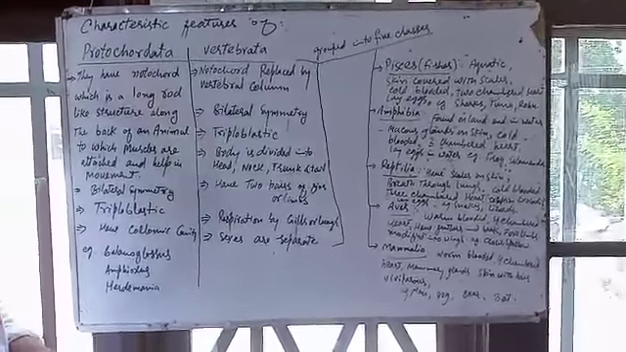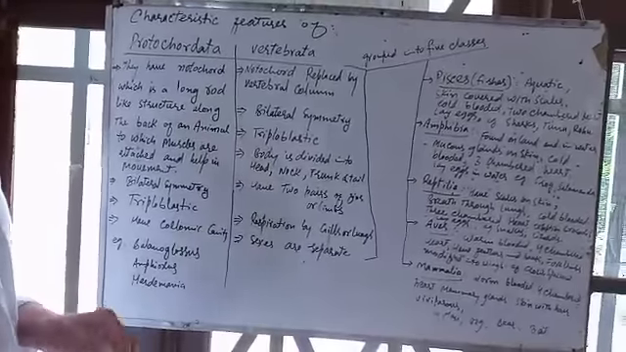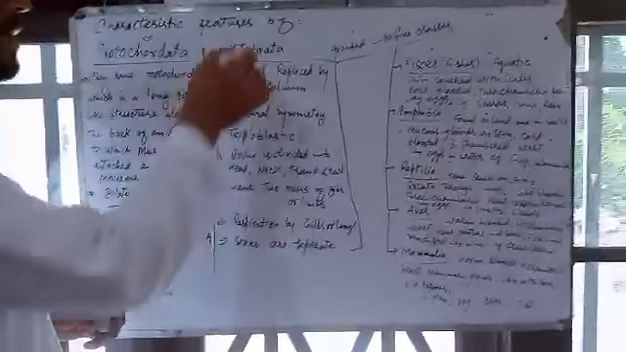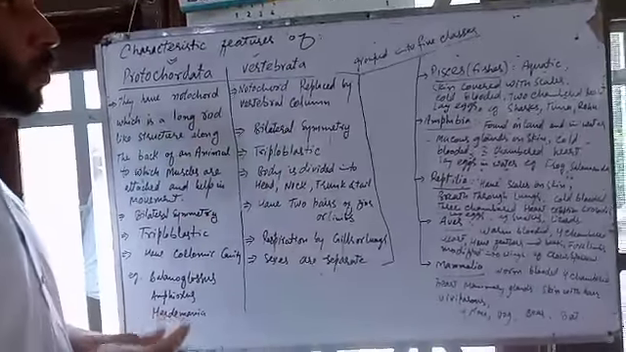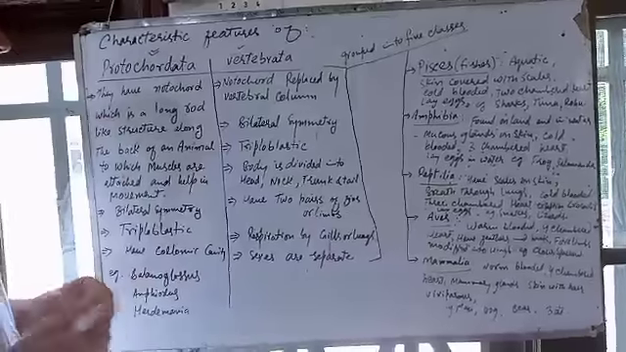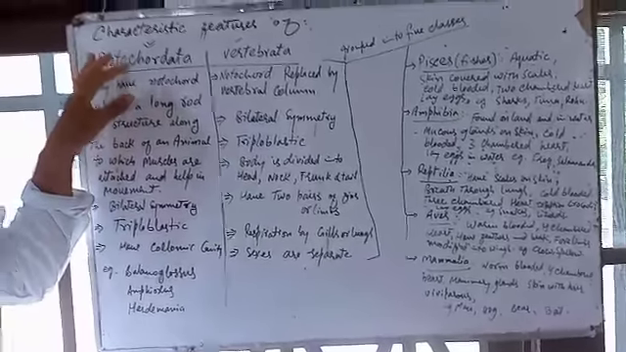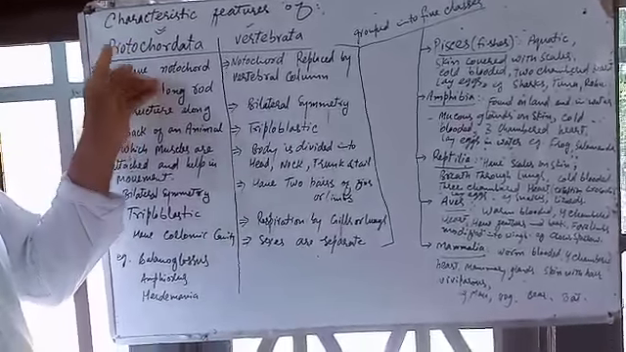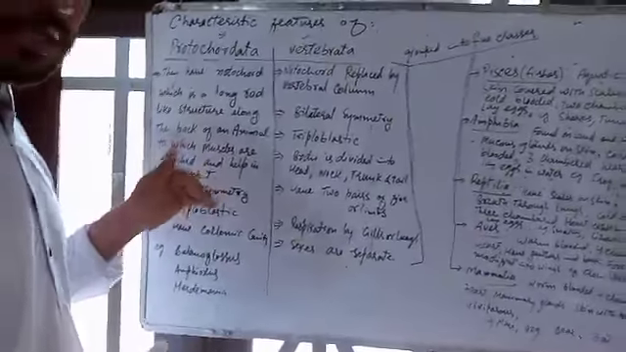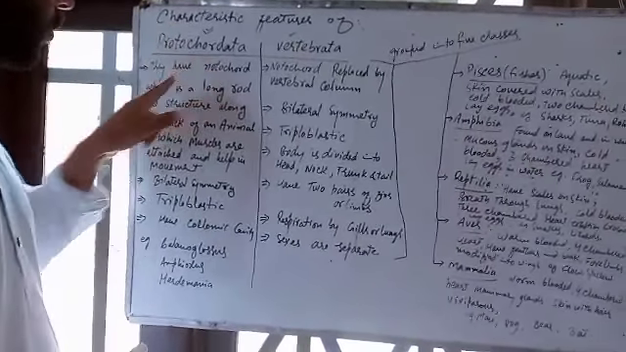Hello, dear students. Today we are going to learn about the characteristic features of phylum Protochordata and Vertebrata. Protochordata: in the overview classification of the animal kingdom, we have written that in Protochordata the notochord is present at least in the larval stage, and the Protochordata have notochord.